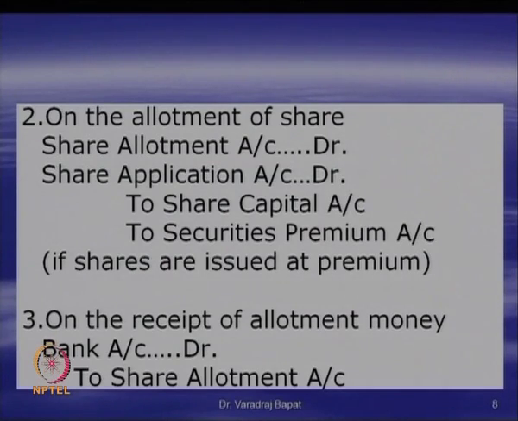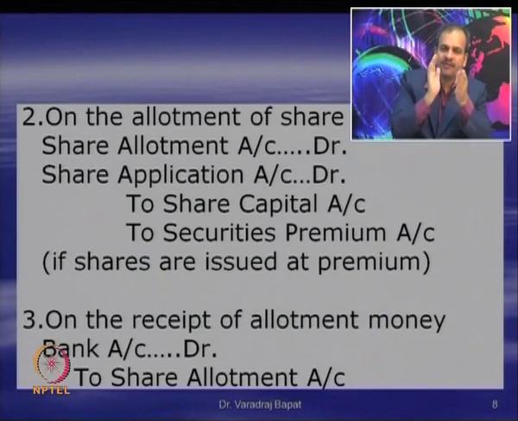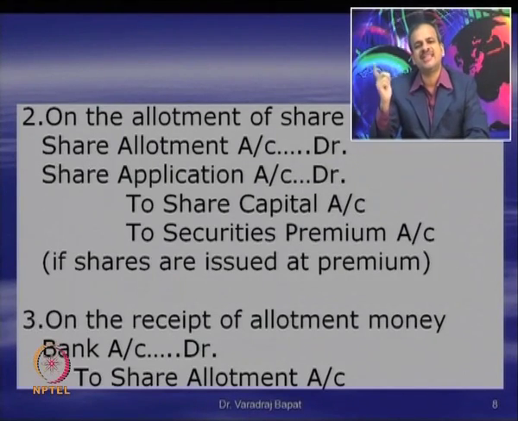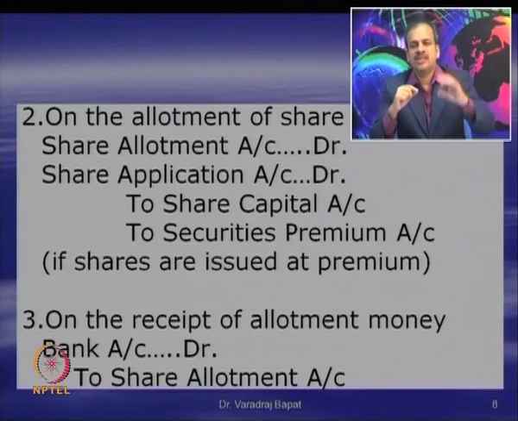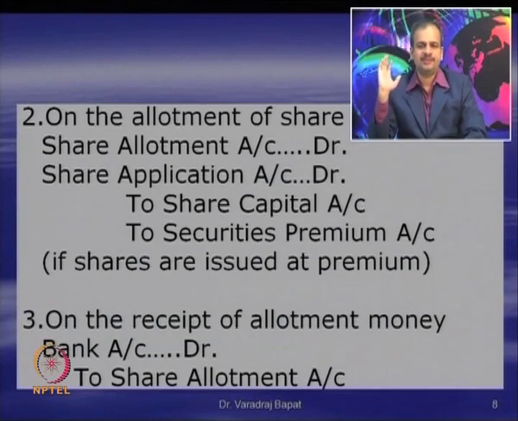So, now you can see here the journal entry. It is share allotment money debit, share application money debit, because application money is already received, allotment money is now to be received and the money is credited into share capital account and part of the money is credited into share premium account. Do you remember what is premium? In the beginning, I told you that if the face value of the shares is 10 and I am issuing the shares for 15, that 5 rupees extra the company collects is known as securities premium. So, share capital account will be created with 10 rupees and securities premium will be created with 5 rupees.